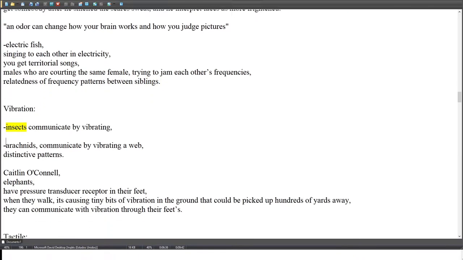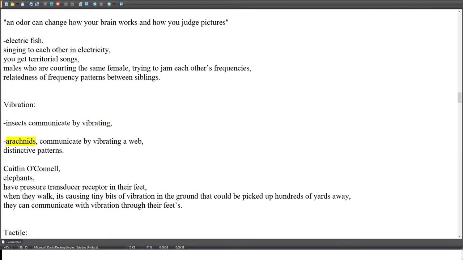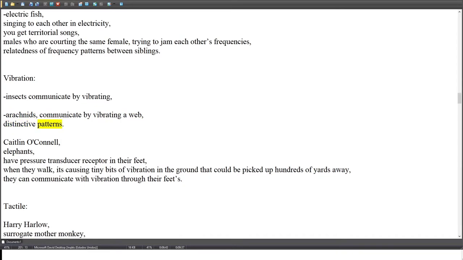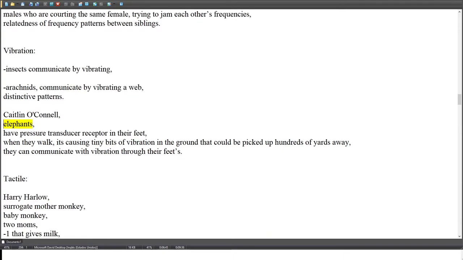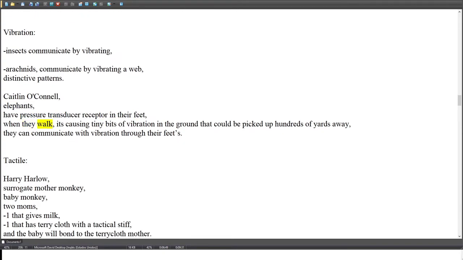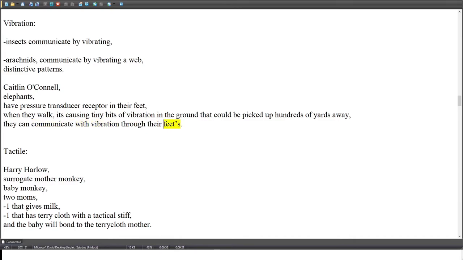Vibration. Insects communicate by vibrating. Arachnids communicate by vibrating a web. Distinctive patterns. Caitlin O'Connell: elephants have pressure transducer receptors in their feet. When they walk, it causes tiny bits of vibration in the ground that could be picked up hundreds of yards away. They can communicate with vibration through their feet.